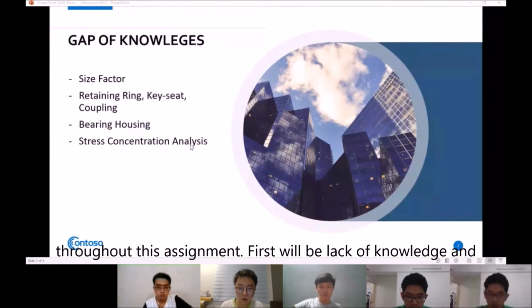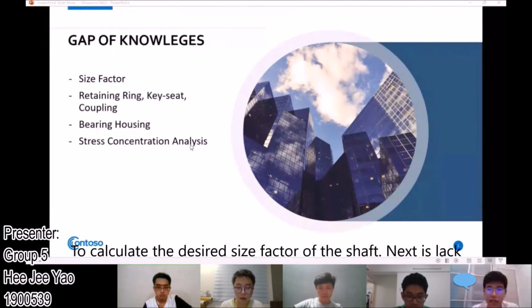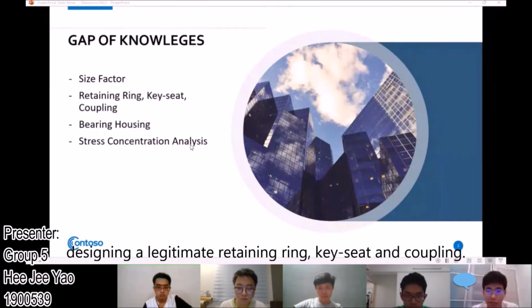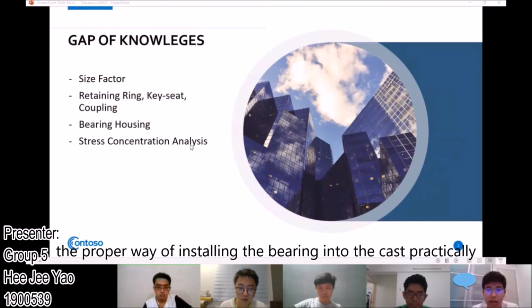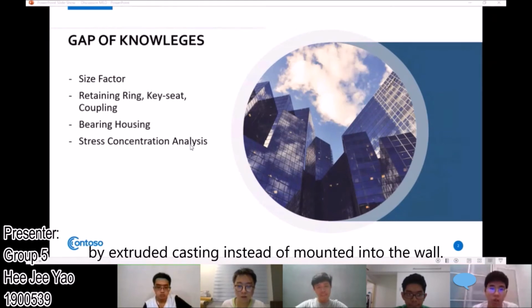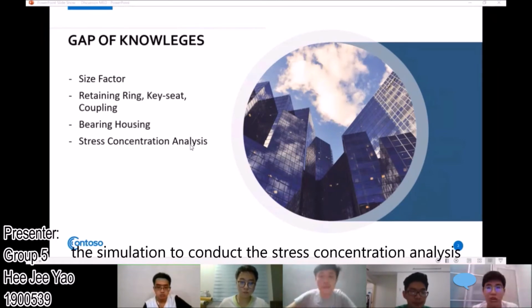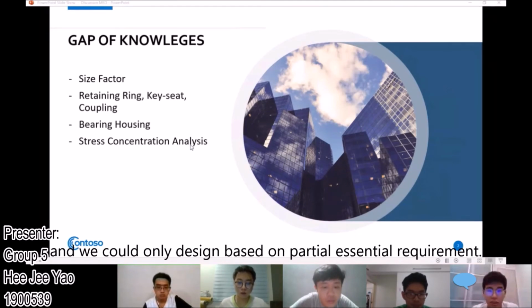First will be lack of knowledge and understanding on the application of shear stress formula to calculate the desired size factor of the shaft. Next is a lack of information on the specific dimension constraint while designing a legitimate retaining ring, key seat, and coupling. Next is regarding the bearing housing, as we don't know the proper way of installing the bearing into the cast practically, and we shall just assume these bearings are supported by extruded casting instead of mounted into the wall. Furthermore, we do not have enough information to operate the simulation to conduct stress concentration analysis, as more variables are taken into consideration practically, and we could only design based on partial essential requirement.